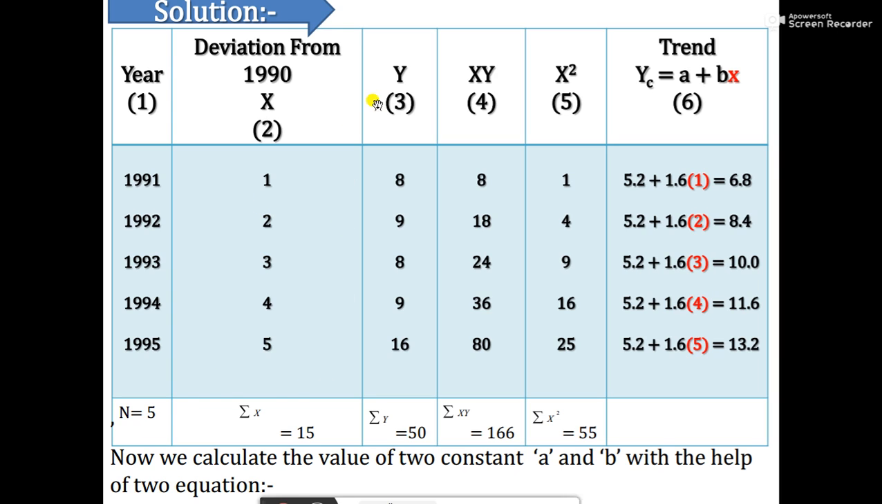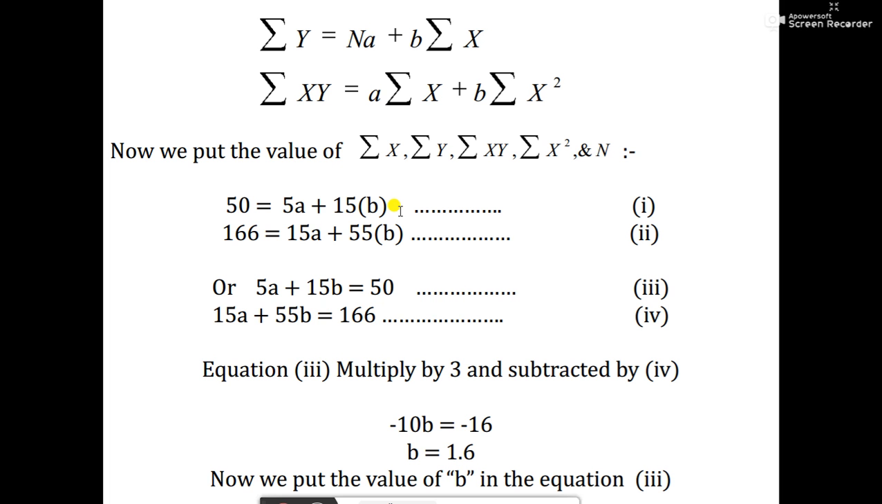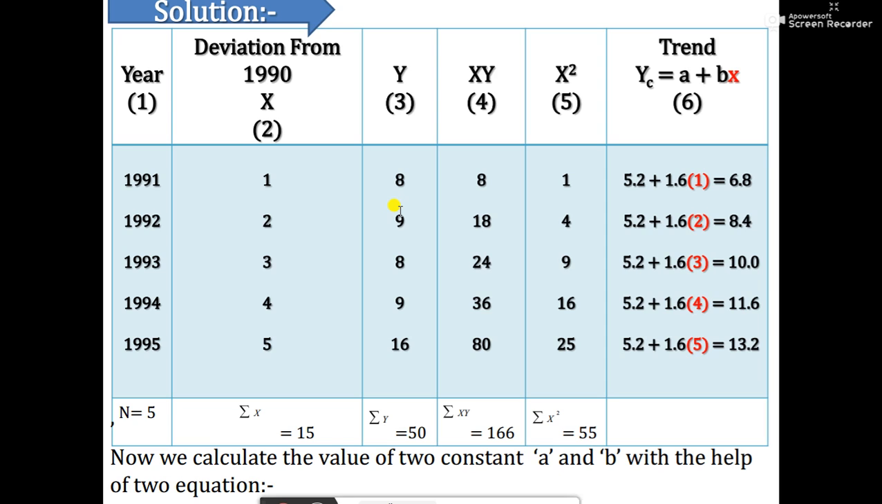And again, y is given as 8, 9, 16. So x and y multiplied will be 8, 18, 24, 36, and 80. So summation of xy is 166 and summation of y is 50. And x square is the square of this one, that is the square value.